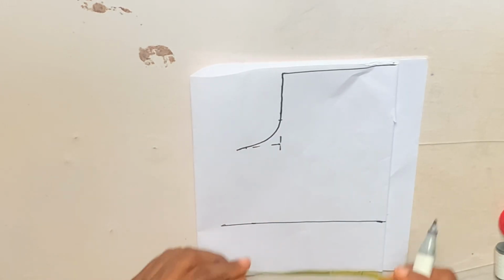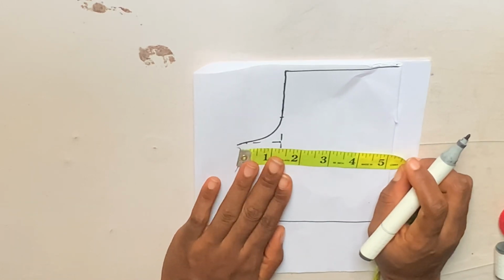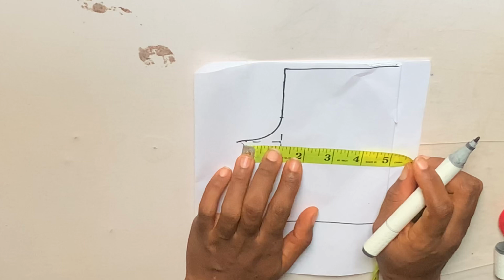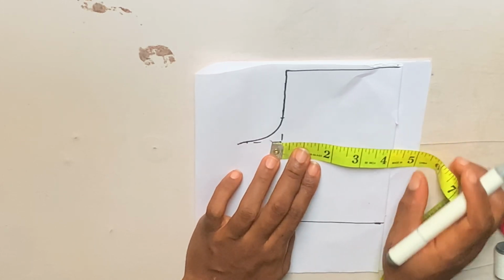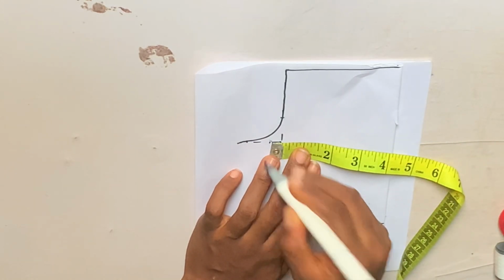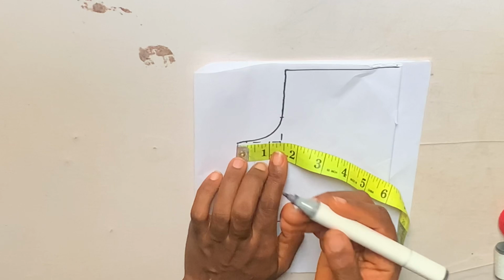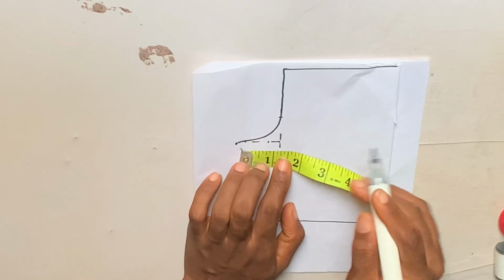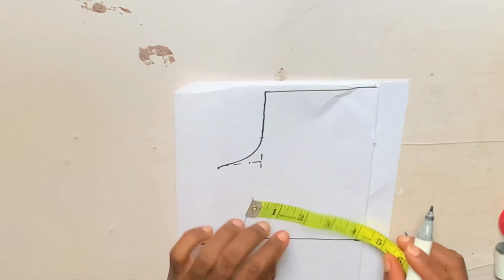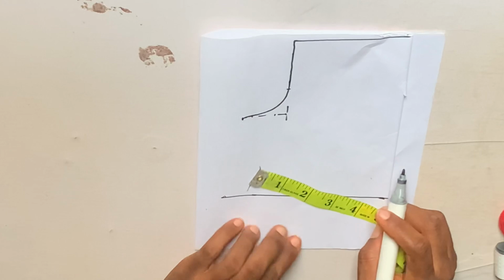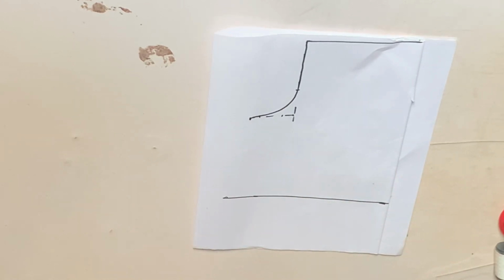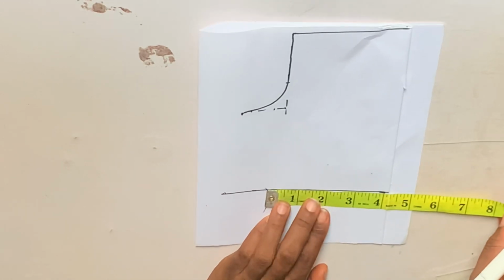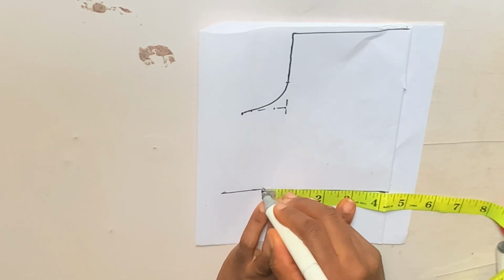So the bust for a newborn is 16 inches divided by 4. That is 4. You can use 1 inch sewing allowance depending on how you want it. Then the waist of a newborn is 17. 17 divided by 4. That's 4.2. Mark 4.2 here.